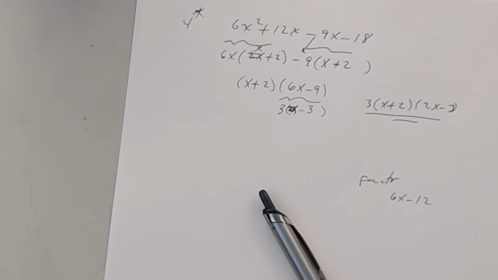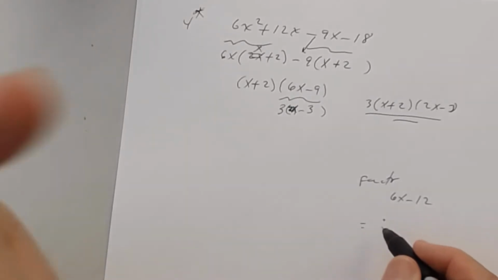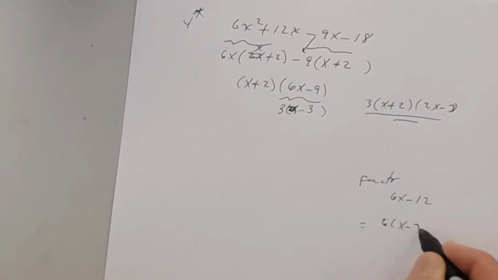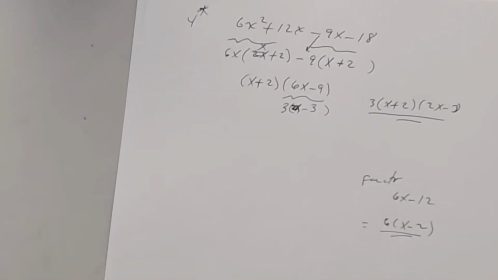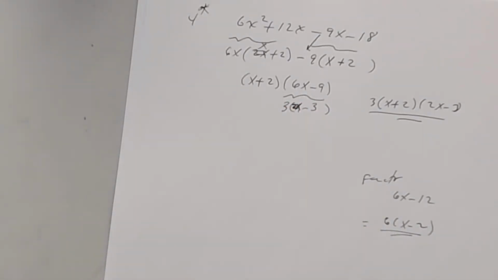Can one person tell me how to factor that? 6 is your greatest common factor. Your GCF is 6. So what's the answer? X minus 2? X minus 2 is the answer? Oh, 6 times x minus 2. That's that idea here. All right, so again, notice that you struggle with this one. That's an easy kind.